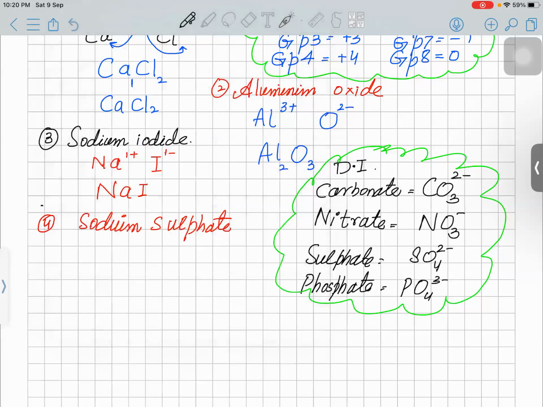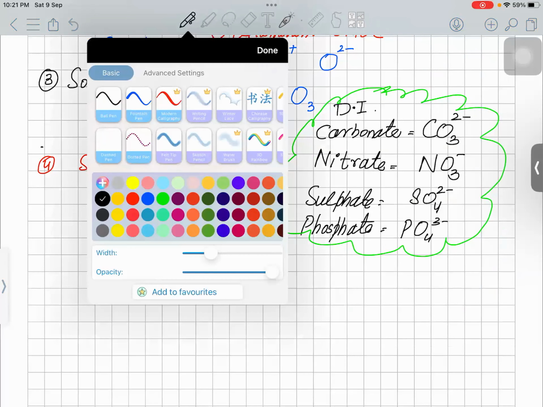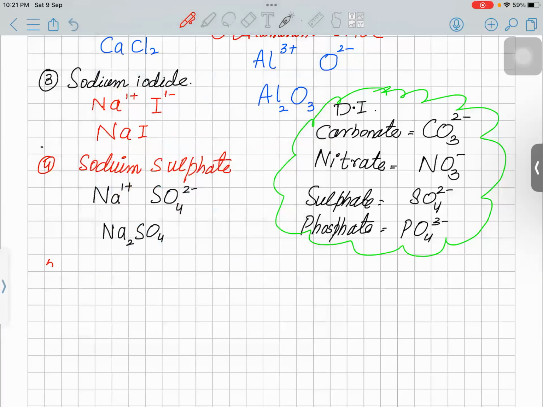Question number 4. What is the symbol of sodium? Now tell me with the charge. Na 1 plus. And what about the sulfate? Sulfate is SO4 2 minus. So the formula would be Na2SO4. Are you getting my point? Yes, sir.